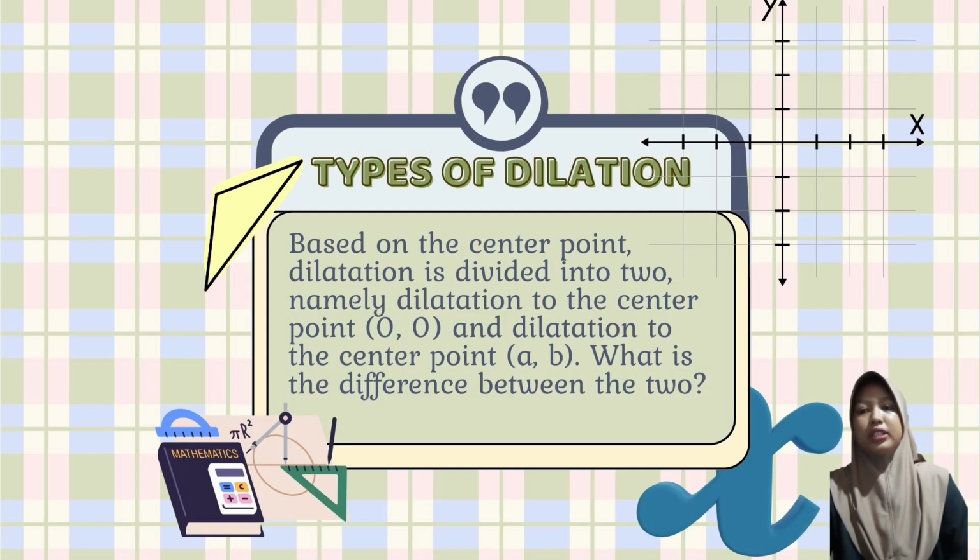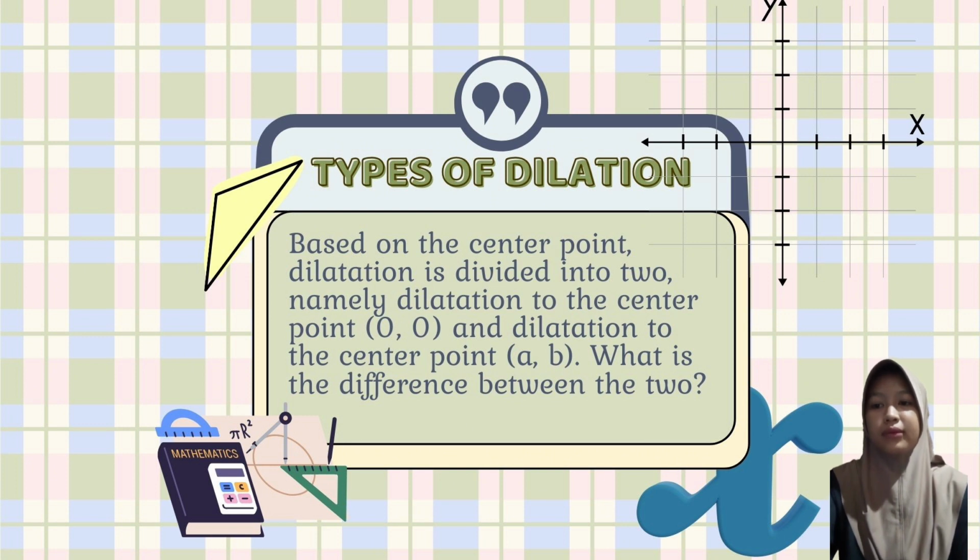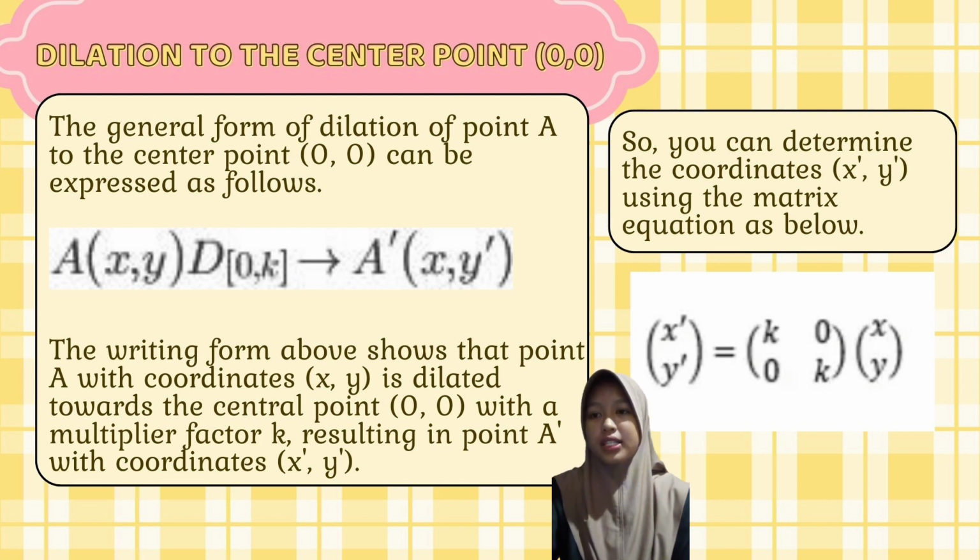The next topic is the types of dilation. Based on the center point, dilation is divided into two, namely dilation to the center point (0,0) and dilation to the center point (a,b). What is the difference between the two? The first, dilation to the center point (0,0). The general form of dilation of point A to the center point (0,0) can be expressed as follows. The formula is like this.